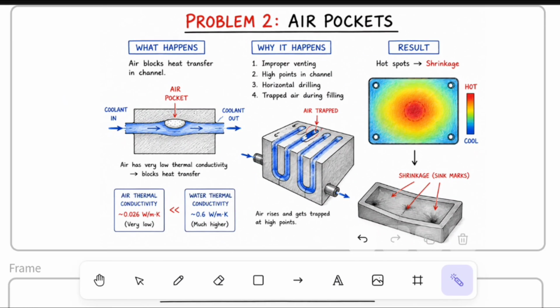Problem number 2 is air trapped inside the cooling channels. Air is a very poor conductor of heat. If air gets trapped inside the channel, coolant can no longer remove heat effectively from that area. That section of the mold stays hotter than the rest. These hotspots lead to uneven cooling and often cause shrinkage or sink marks on the molded part. Simply removing trapped air can significantly improve cooling performance.